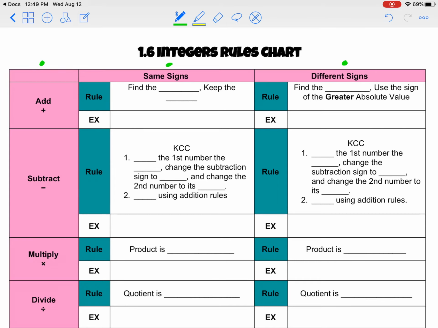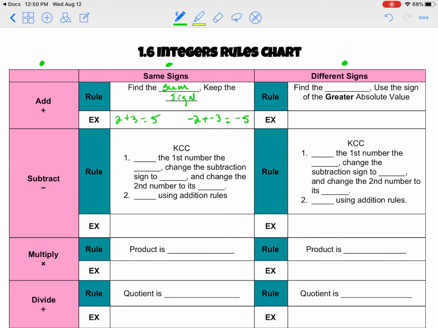Now, if we're going to add, and the signs are the same, what are you going to do? You're going to find the sum and keep the sign. An example is this: 2 plus 3 equals 5. The signs are the same, so it's a positive 5. If I had negative 2 plus negative 3, the signs are the same. I have a negative, because I'm going to keep it. And then 2 plus 3 is 5.